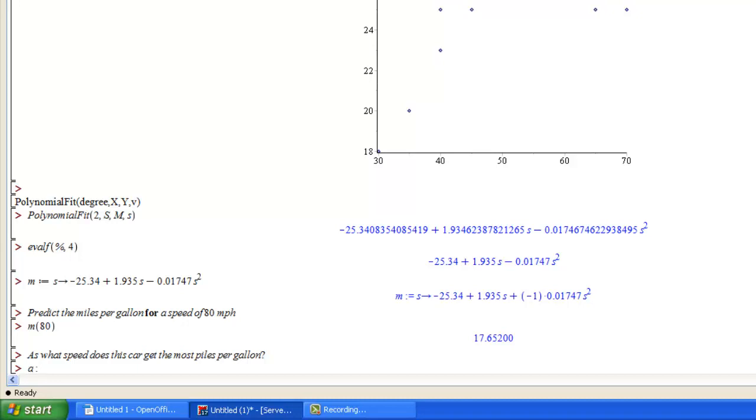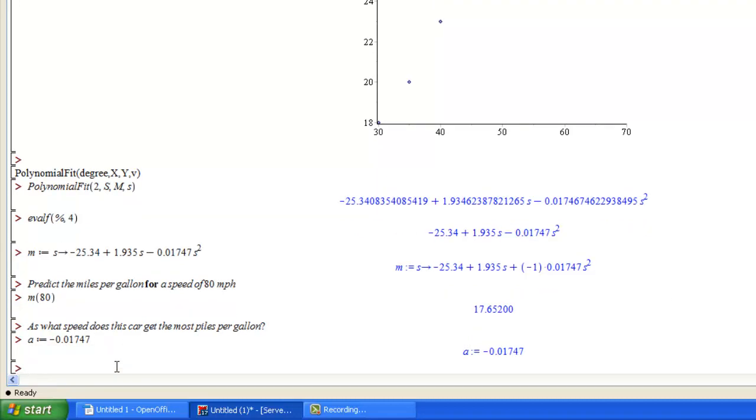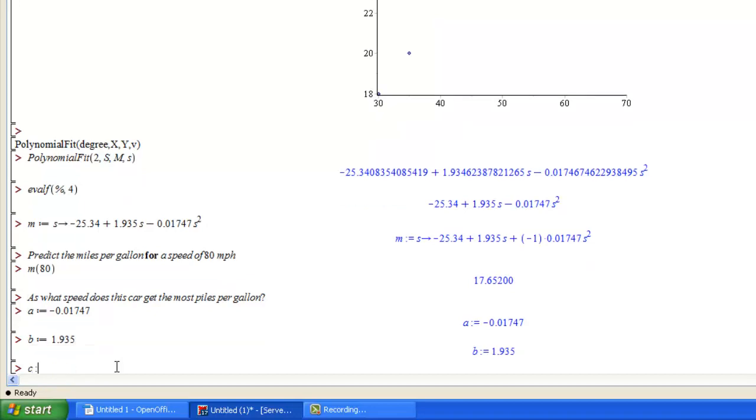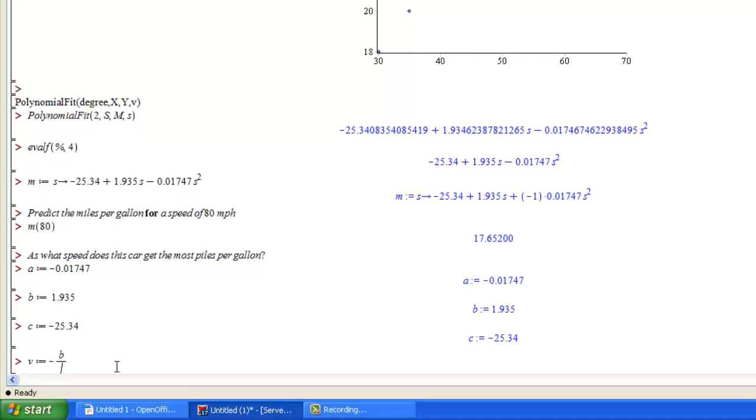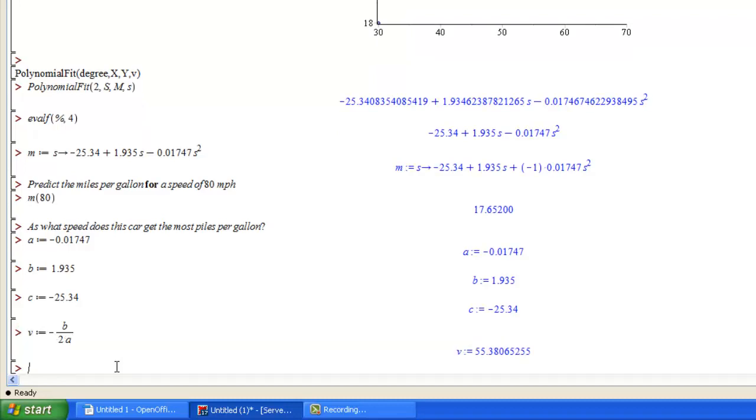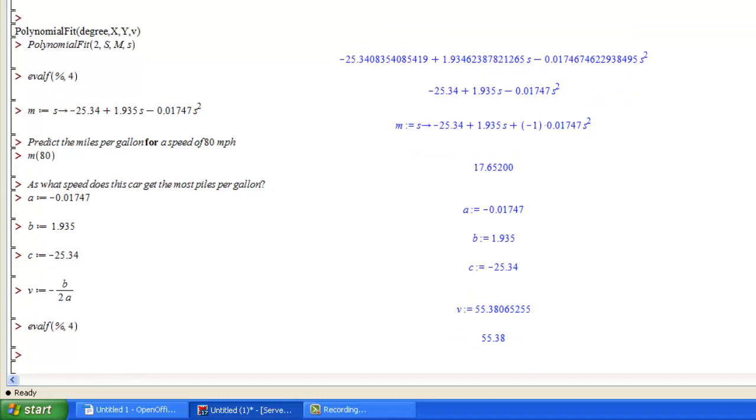So if we're viewing this as a parabola a s squared plus b s plus c, then we would have a value a is that coefficient on the s squared, b colon equal the coefficient on s, and c is the constant. Like so. And with a, b, and c defined as those coefficients, the s coordinate of the vertex is given by vertex equals negative b over 2a. That gives you the independent variable's value at the vertex for any quadratic polynomial. And we see that the s-coordinate of the vertex is about 55.38.